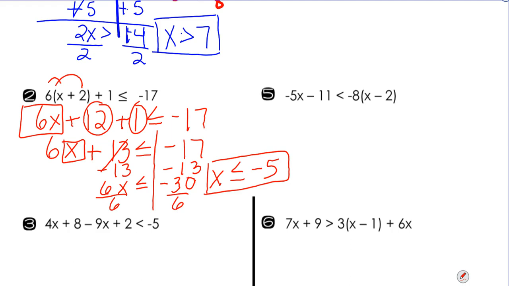Now notice that we didn't flip the inequality sign. Why didn't we flip the inequality sign? Lana? Because we didn't divide by a negative. If we divide by a negative, we would have to flip the sign, but we didn't. We divided a negative by a positive, but we didn't divide both sides by a negative. So for this one, I'll go ahead and graph it over here.